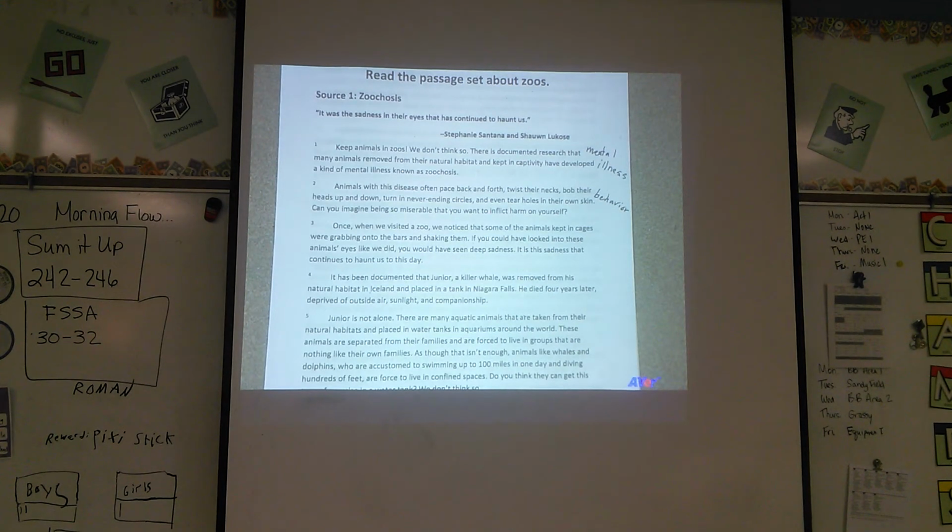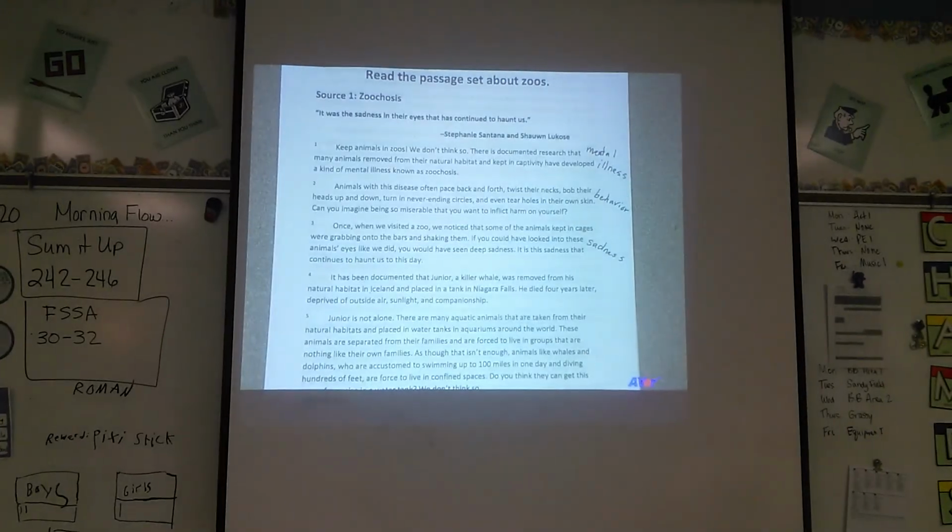Once, when we visited a zoo, we noticed that some of the animals kept in cages were grabbing onto the bars and shaking them. If you could have looked into these animals' eyes like we did, you would have seen deep sadness. It is this sadness that continues to haunt us to this day. Again, that word haunt and sad. Okay, so I'm just going to write sadness next to this paragraph.